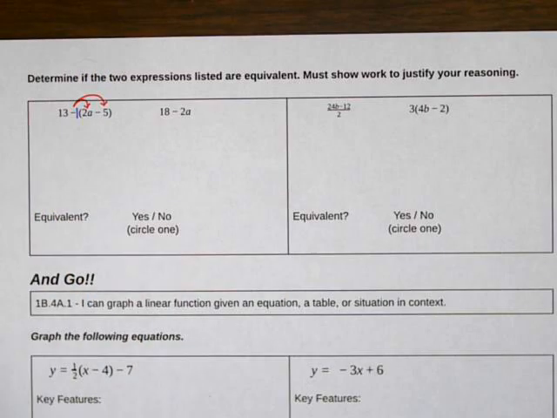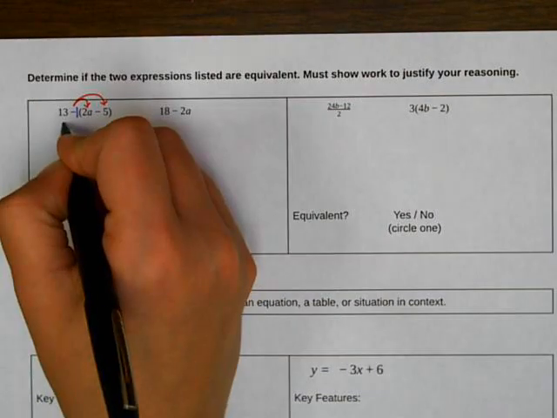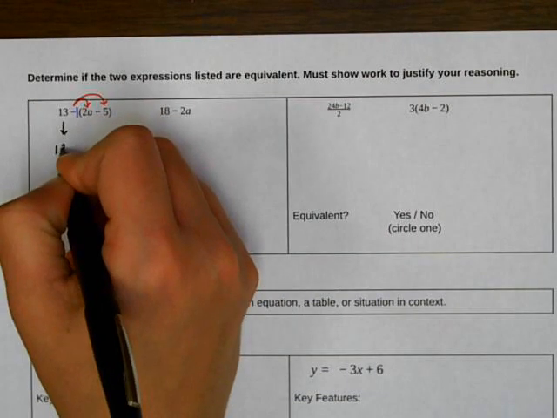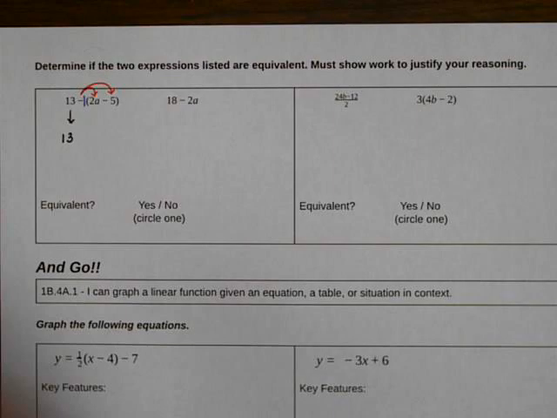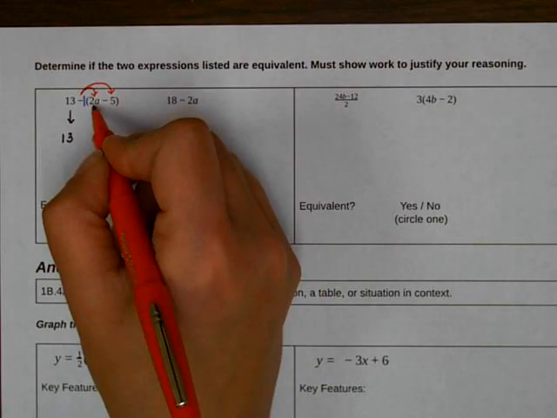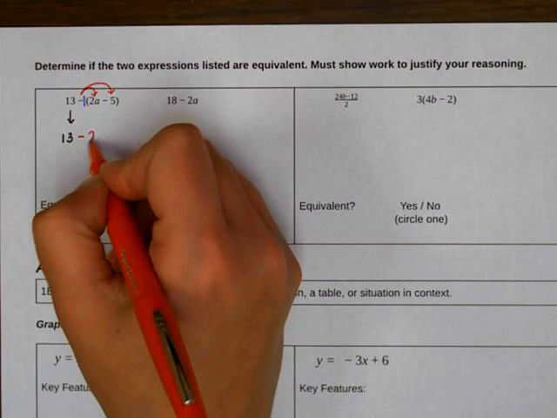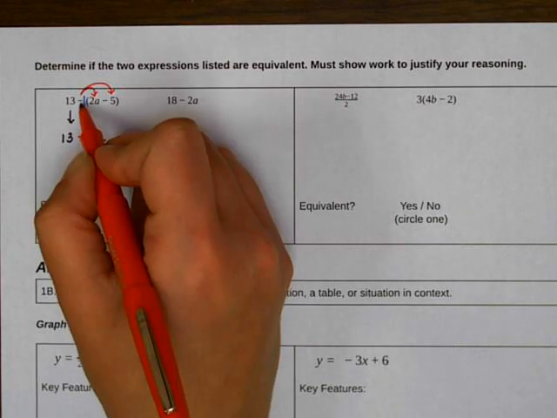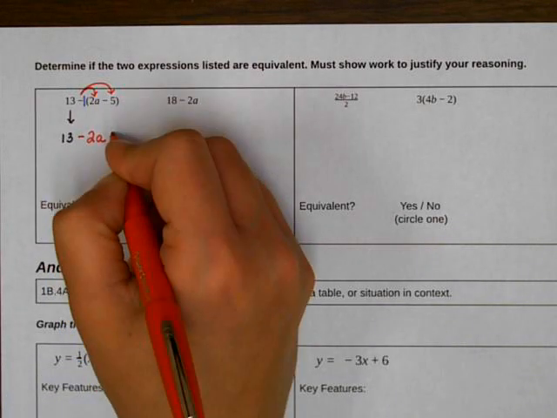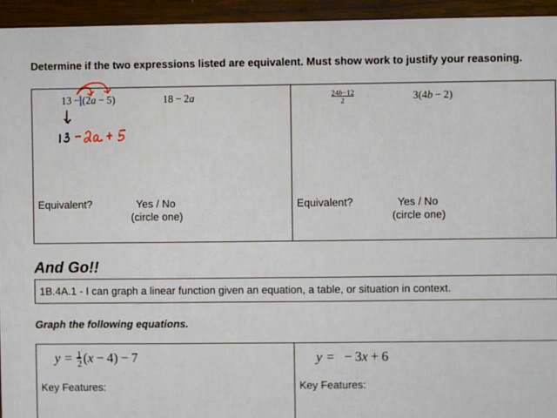Now you might be wondering, what happens with the 13? Well, with the 13, I'm just going to drop it like it's hot. Just copy it down. -1 times 2a would be -2a, and -1 times -5 would be +5.